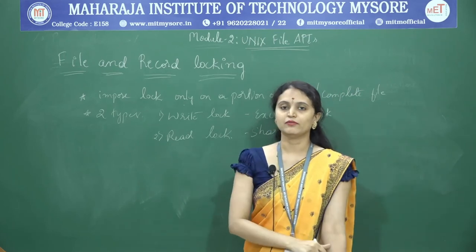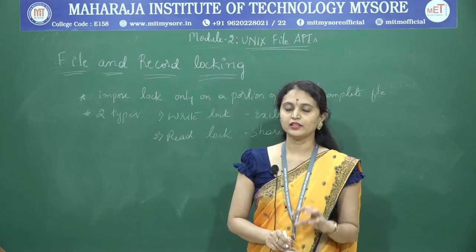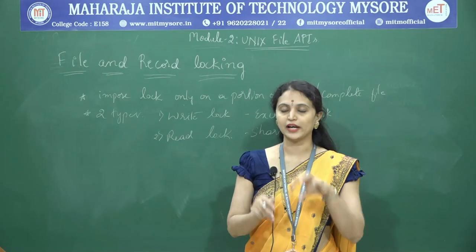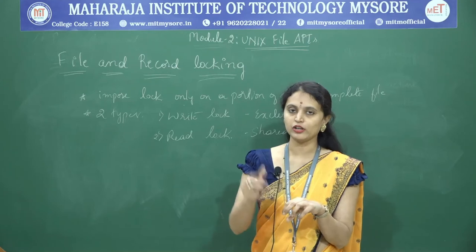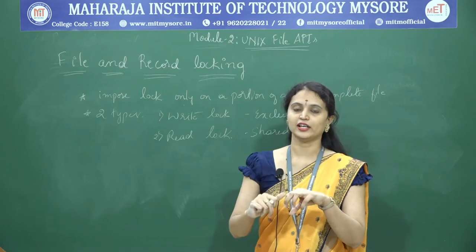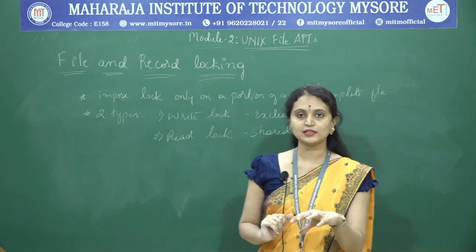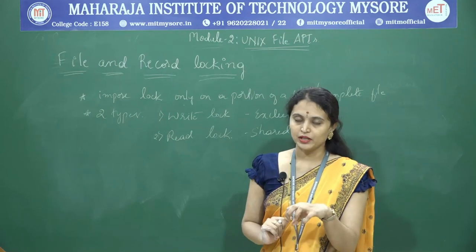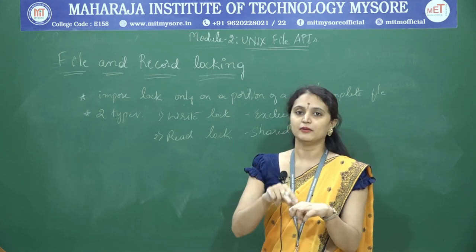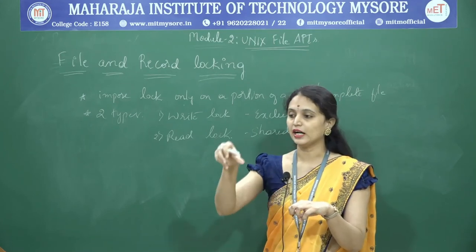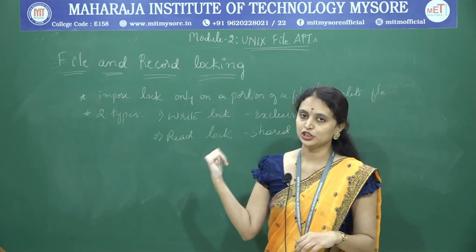This is because, as I already told you, in the case of a write lock, whenever a process imposes a write lock on a file, it will block the other processes performing read or write operations on that file. That is why it is an exclusive lock. Whereas with a read lock, when a process imposes a read lock on a file, it will block the other processes performing write operations on the file, but read operations can be done by the other processes on that file. That is why it is referred to as a shared lock.